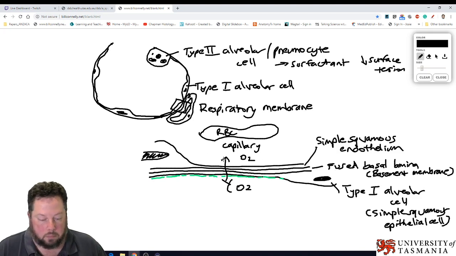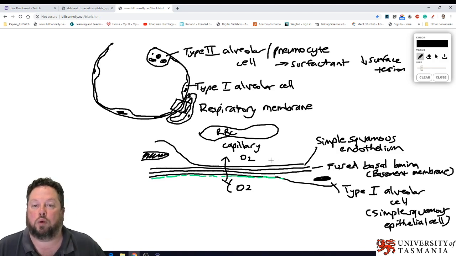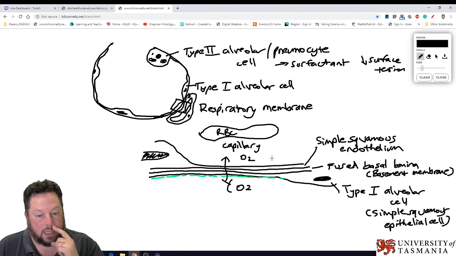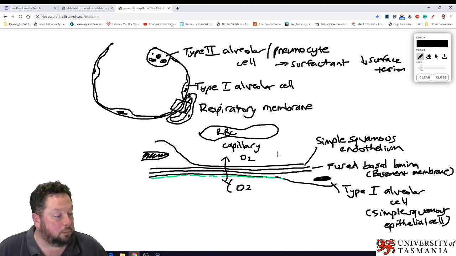All right, well, that's about it for the anatomy of the respiratory system. As I mentioned, we'll definitely cover the physiology and move into talking about Dalton's law, Boyle's law, Henry's law in the next stream. Are there any final questions about the respiratory membrane that you want to ask while I'm here? Any of the anatomy that we've just talked about?